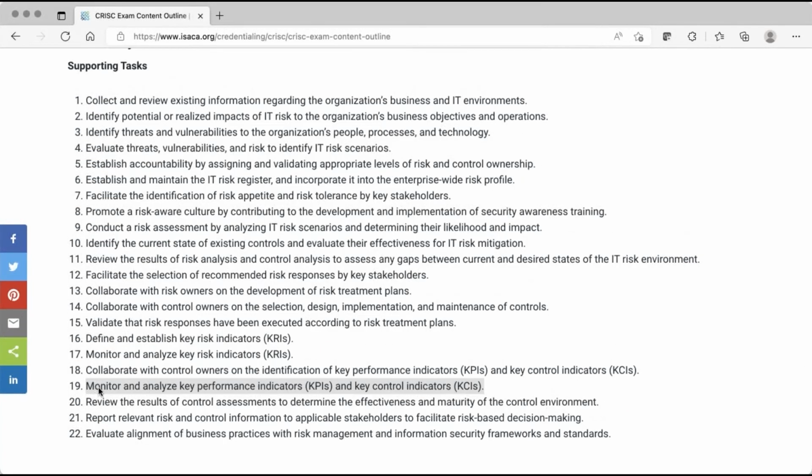It says collaborate with the risk owners on the development of risk treatment plans. Like, who are the risk owners? What are their responsibilities? What are they accountable for? These are the kind of questions that get asked in the exam.